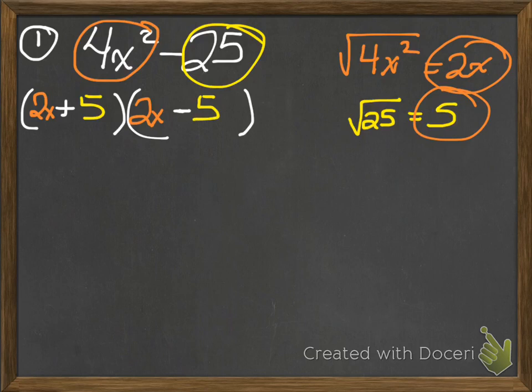This whole thing is the factoring or the undoing of the FOIL process that would create the answer that was 4x squared minus 25. And so when we're factoring, we're coming up with what would you multiply in order to create that trinomial or binomial that's shown. Let me show you a couple of others.